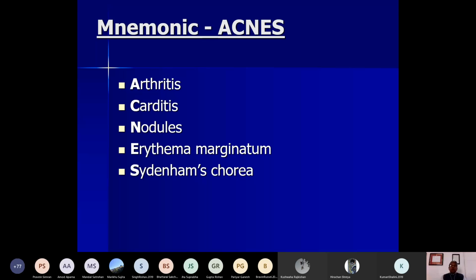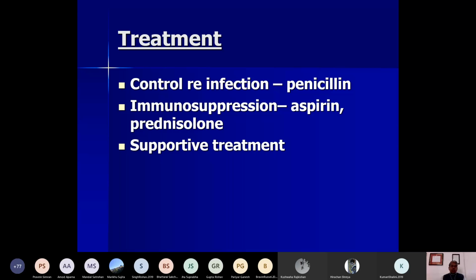So ACNES can also be used as a mnemonic: A for arthritis, C for carditis, N for nodule, E for erythema, and S for Sydenham's chorea. You can remember any one of these to be sure that you diagnose a patient of rheumatic heart disease very early. Very early diagnosis and proper treatment are most important.